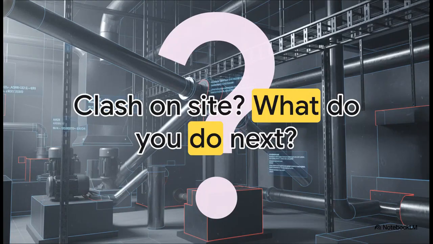So picture this. You're out on the construction site, things are humming along, and then, bam, a clash. A pipe is heading straight for an electrical tray that, whoops, wasn't on the original drawings. So what do you do? This isn't just some textbook question. This happens all the time, and how you answer it can literally make or break your interview.